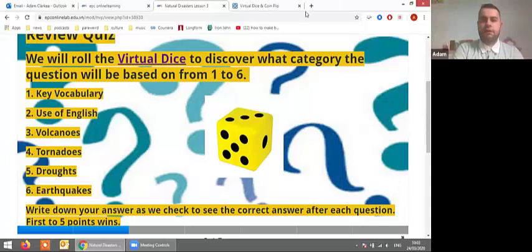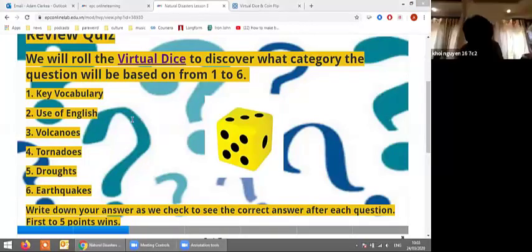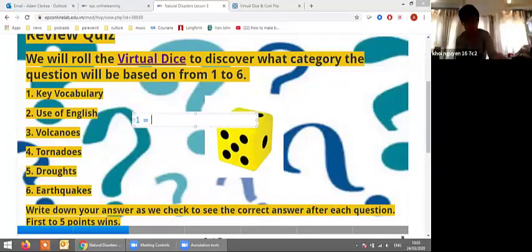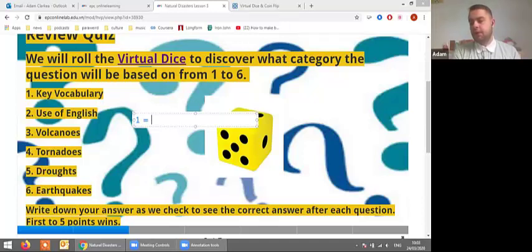Okay, so those were our 5 questions. Let's see what answers you gave, and I can write down our answers. So for question number 1, what are the plates that are moved when there is an earthquake? The answer was tectonic plates. Tectonic plates move, causing an earthquake.